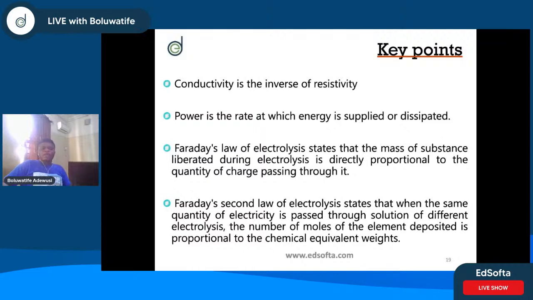Okay, so now the first law of electrolysis states that the mass of substance liberated during electrolysis is directly proportional to the quantity of charge passing through it. So what it's just saying here is, quantity of charge here.